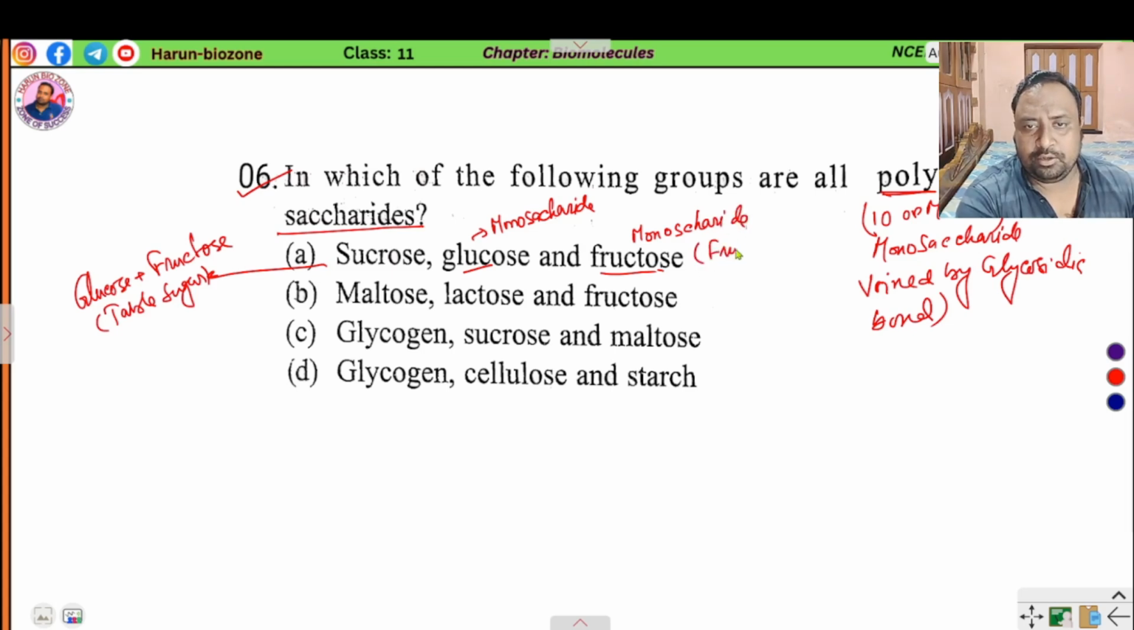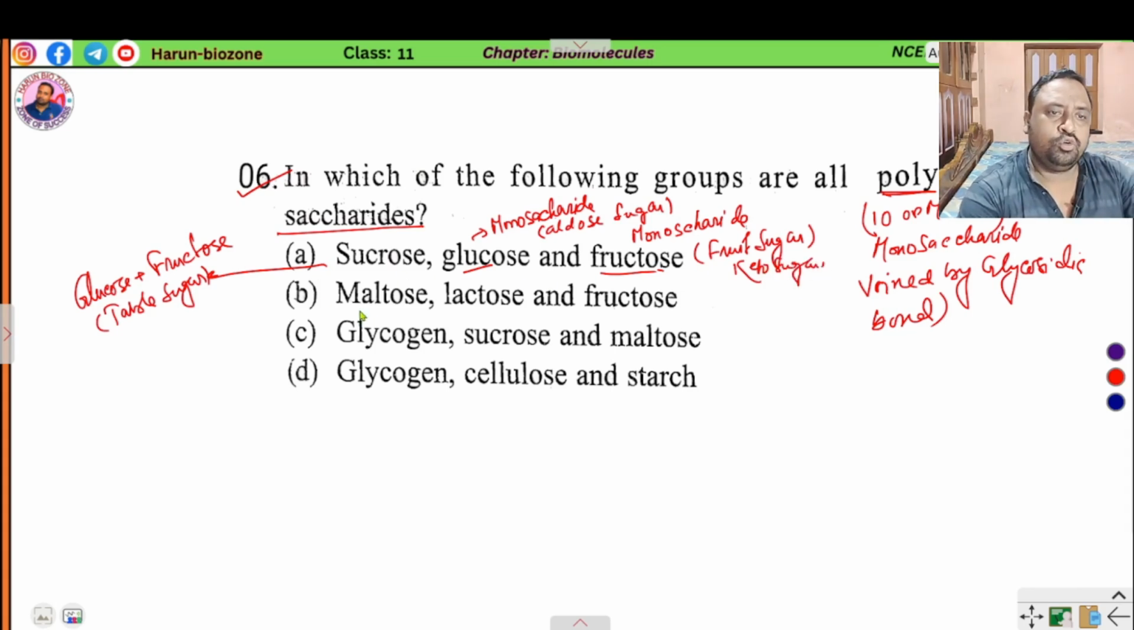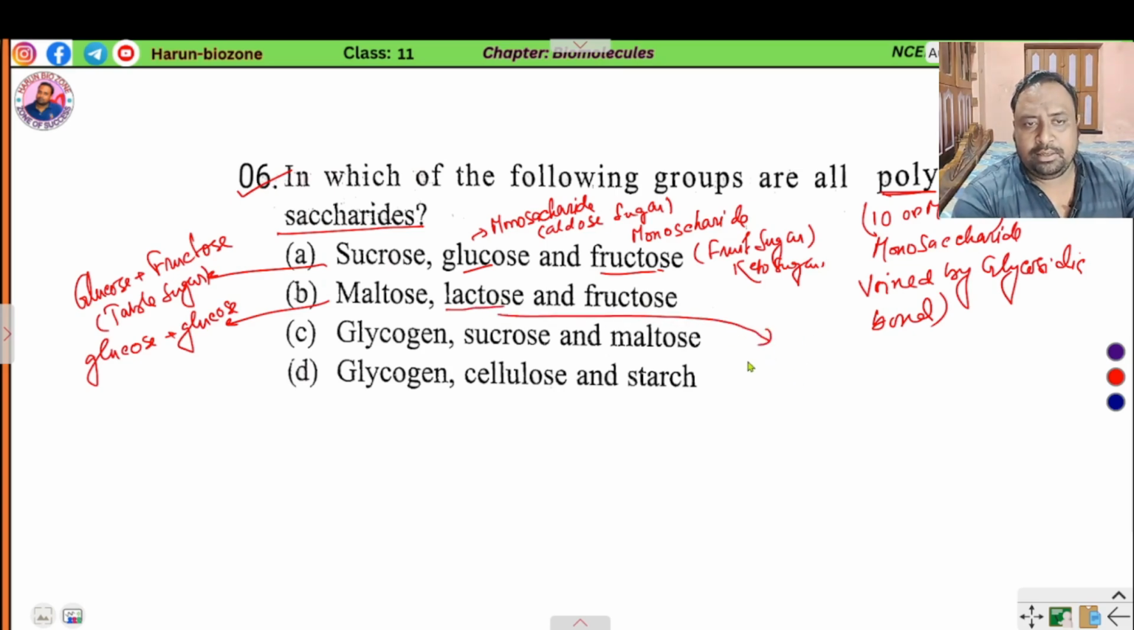This is fruit sugar, found in fruits. Glucose is an aldose sugar and fructose is a keto sugar. Maltose is made by two molecules of glucose, so it is a disaccharide. Lactose is made by glucose plus galactose, so it is a disaccharide. It is called milk sugar.